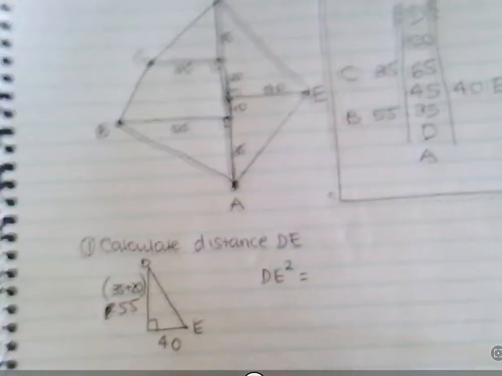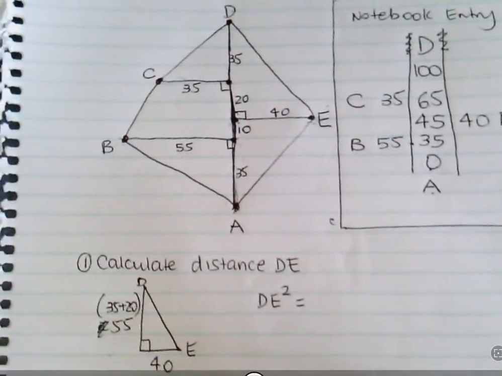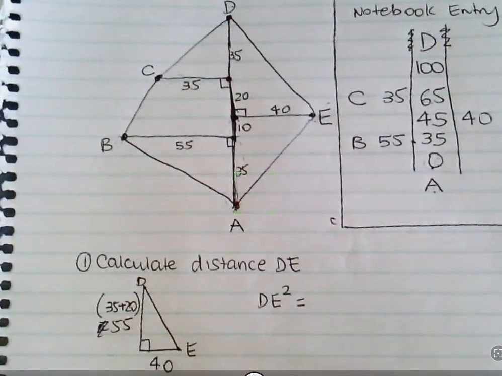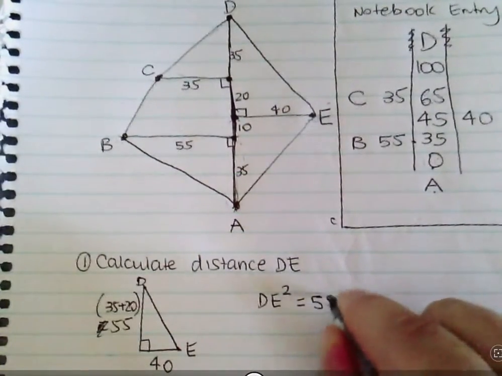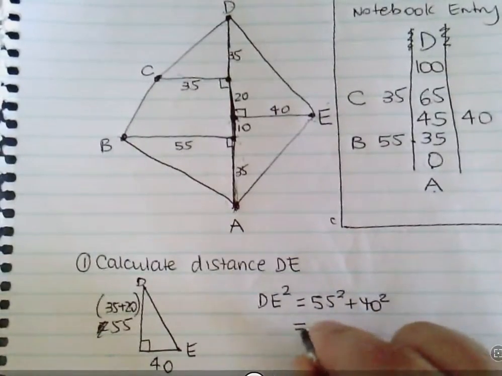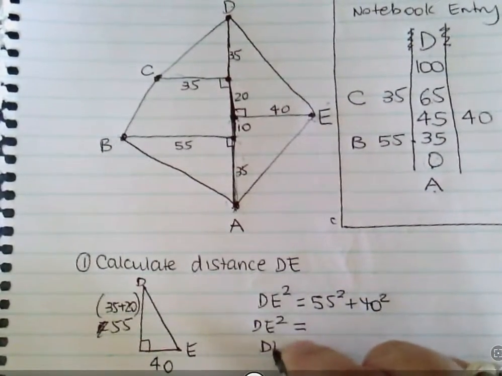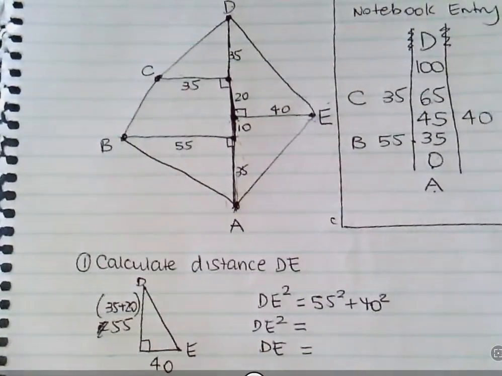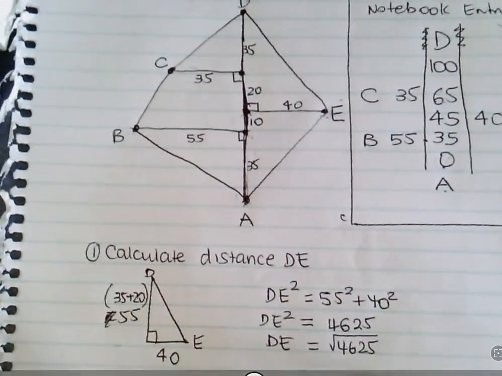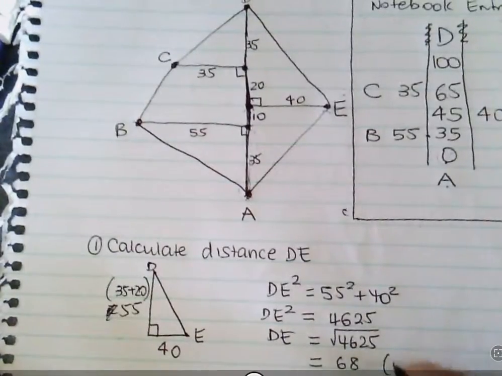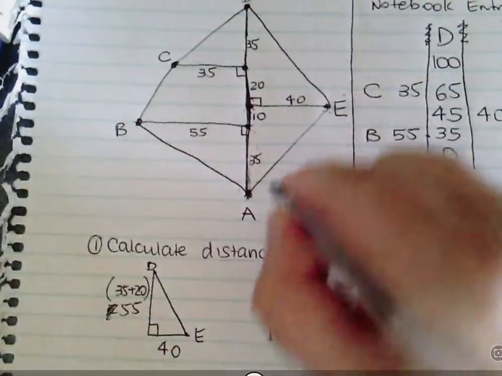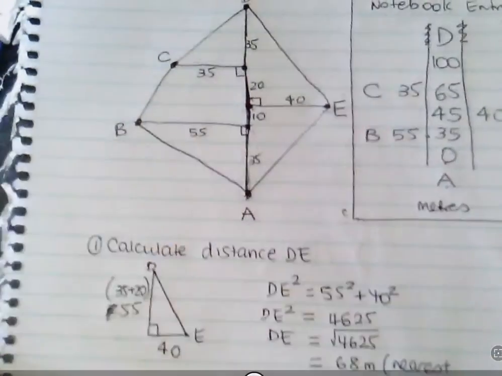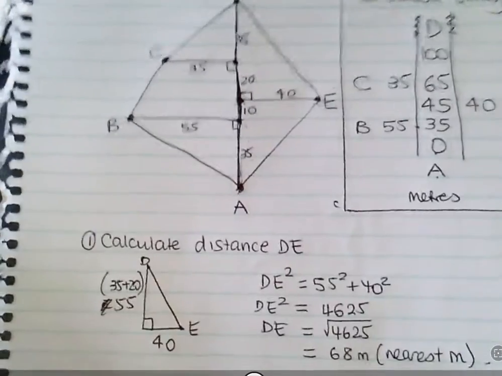How do we work out DE squared? Pythag. 55 squared plus 40 squared. So DE squared is 55 squared plus 40 squared. So DE squared is whatever, and DE is going to be the square root of whatever you're getting there. Does anyone have an answer for me, please? So DE squared is 4,625. DE is the square root of that, which is 68. Lovely. To the nearest metre. 68 metres. These are all in metres. So 68 metres to the nearest whole number or to the nearest metre.